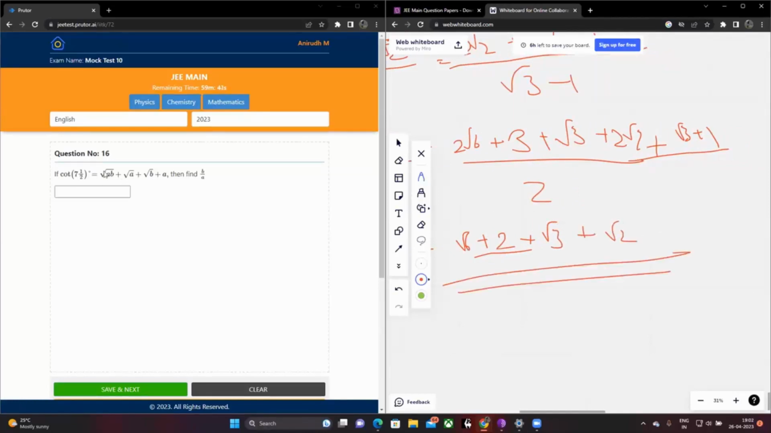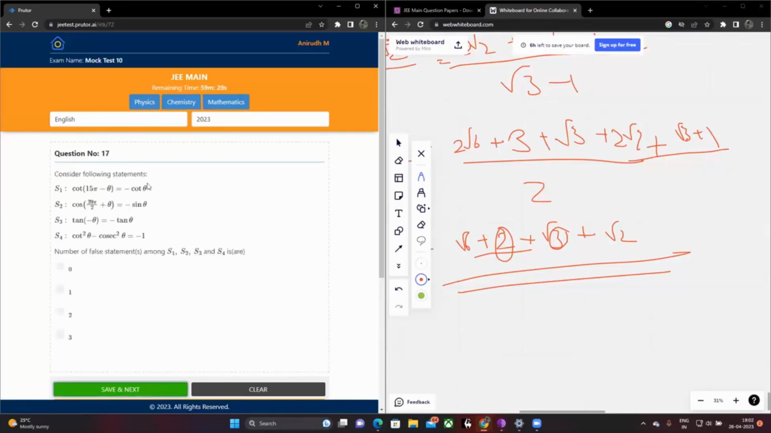And root 6 is basically root of 2 and 3. So you have this root 2, which is A, and this root 3, which is B. So B by A is 1.5. B by A is 3 by 2, that's 1.5.